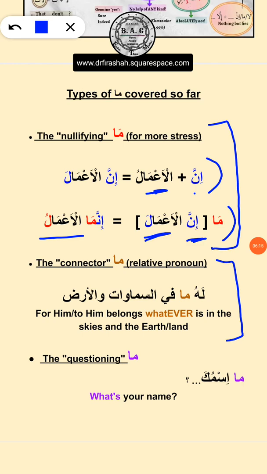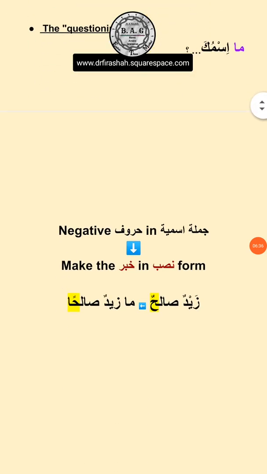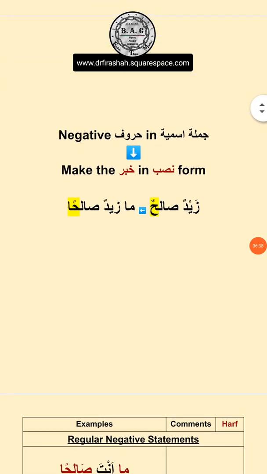Lahu ma fis samawati wal arz. So for Him, or to Him, belongs whatever is in the skies and the earth. So this ma here is the relative pronoun. All right, then you have got the questioning ma that we studied in the previous lesson, and it means what? Ma ismuk?